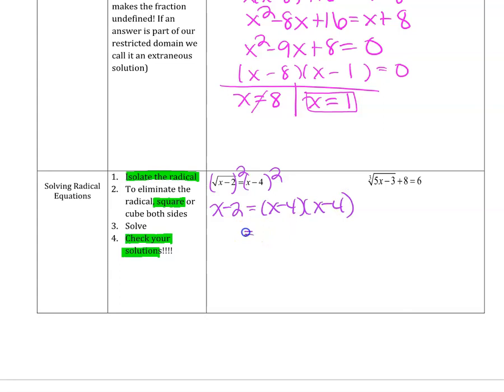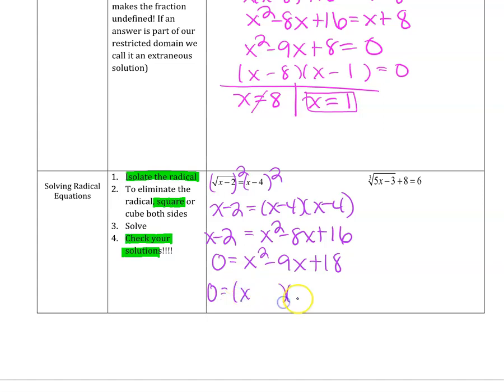That's a FOIL. So this is going to be x squared minus 8x plus 16 equals x minus 2. Subtract the x. Add the 2. So, factors of 18 that sum to negative 9, so negative 6 and negative 3. So I'm getting two solutions of x equals 6 and x equals 3. Now, let's check if that makes sense. So go back to your original. Radical x minus 2 equals x minus 4.